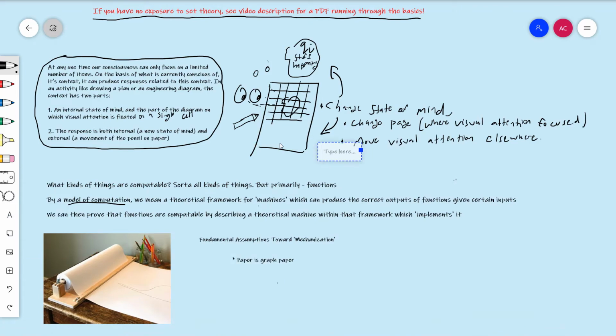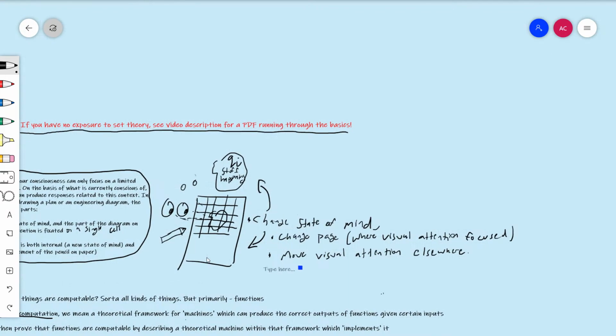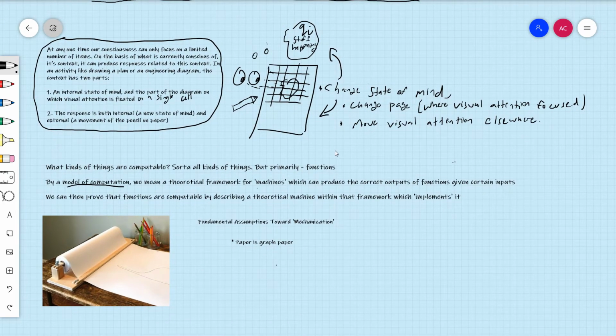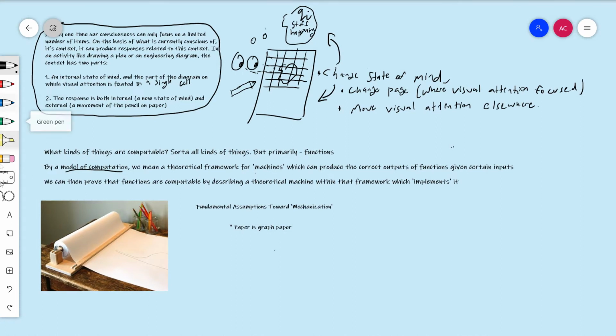That should give you a feel of what I'm going to be doing here in terms of what we're trying to do in terms of mechanizing, what I mean by the word mechanization. The next assumption has to do with this picture I drew over here. How much graph paper do we have? Well, we're going to assume that we have as much as we want. So graph paper extends infinitely, left and right.